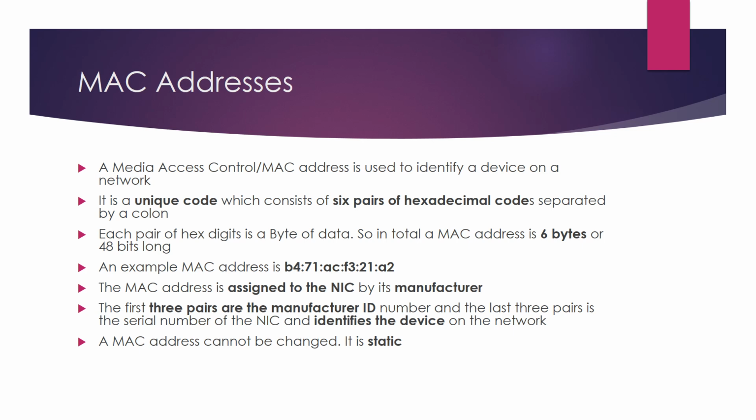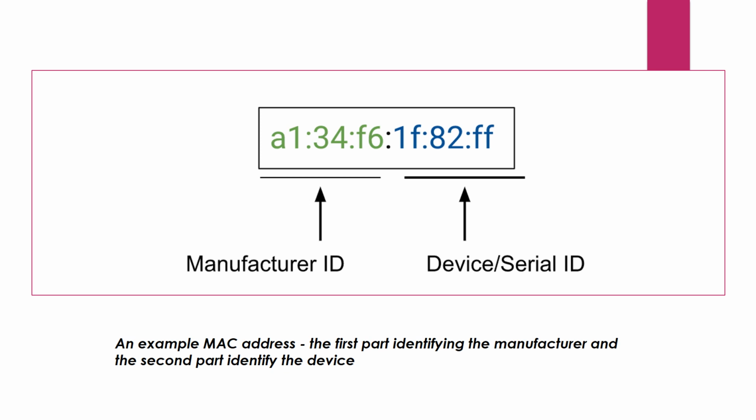The MAC address is assigned to the NIC by its manufacturer. The first 3 pairs are the manufacturer ID number, and the last 3 pairs are the serial number of the NIC, which identifies the device on the network. A MAC address cannot be changed. It is static. See, the first three pairs are the manufacturer ID and the last 3 pairs are the device or serial ID.